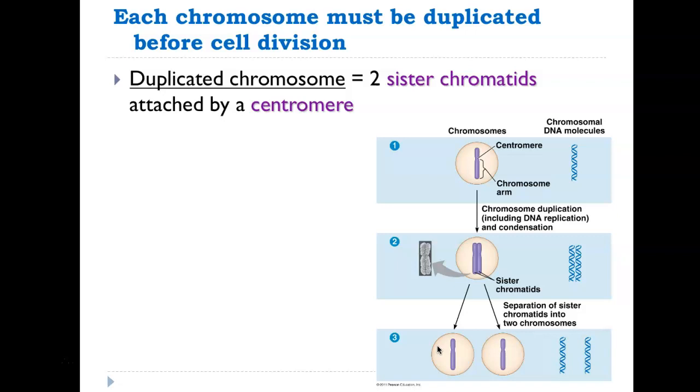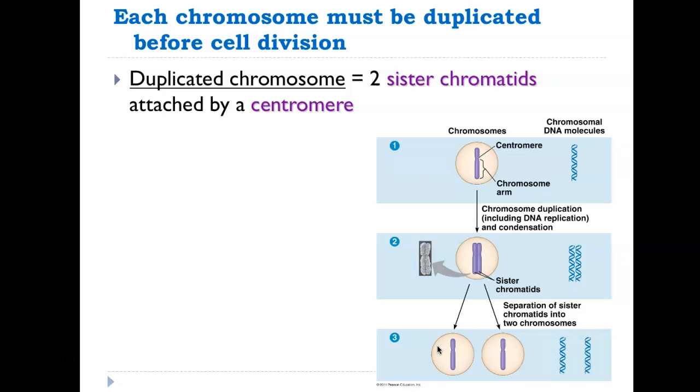So pay close attention here, because this is where students get really confused. We have a lot of C words like chromosome, chromatid, centromere, centriole, centrosome. You're going to need to know the difference between all of those words by the end of this lecture. And so the first C word is chromosome. Chromosome is just condensed chromatin.